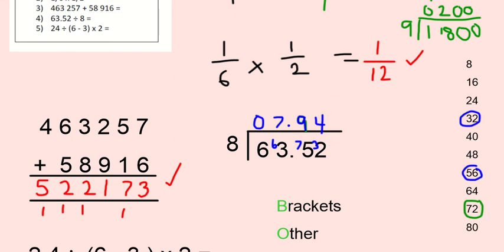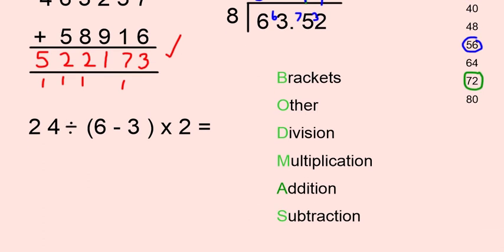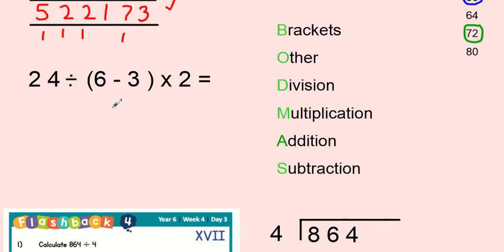Okay, that leads us on to number 5 then. I've written it out down here. Now, you've got several calculation symbols in here. So straight away, you'll notice we've got 24 divided by brackets, 6 subtract 3, bracket, multiplied by 2. That means we've got to use BODMAS to help us. And hopefully you've remembered that from last week or earlier this week, I can't quite remember.